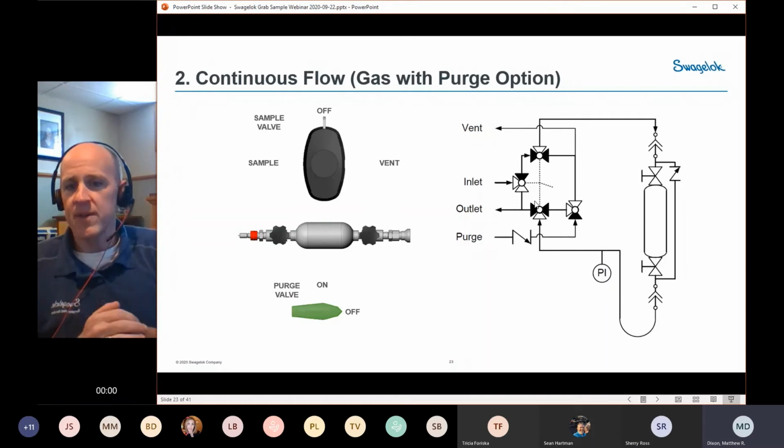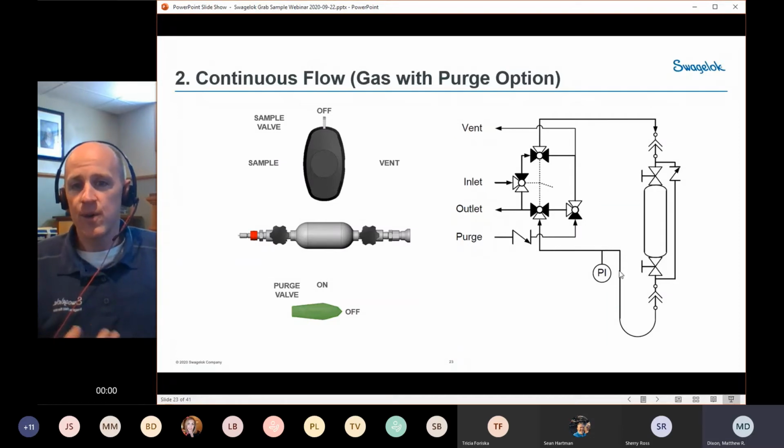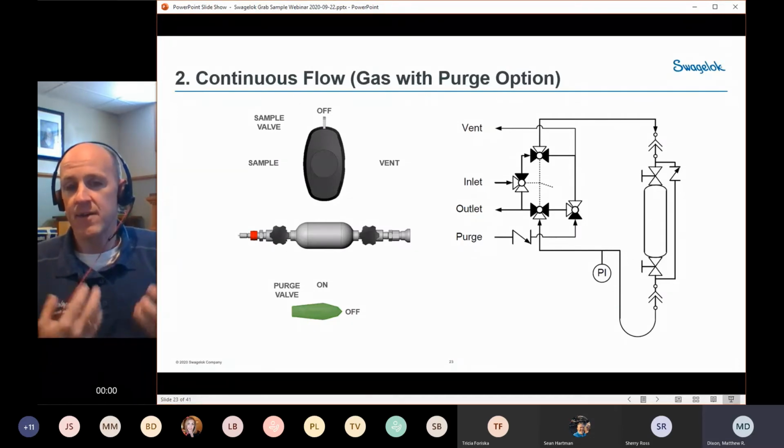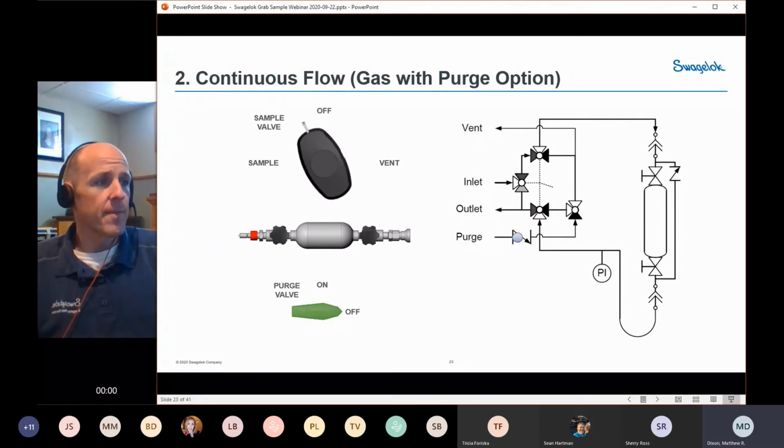This might be a good application if you had a fast loop where you don't want to stop the flow of the fast loop. So this could be a good option for that, or a few different applications as well. And here we've also introduced a purge. With this one, we'll be able to use that purge to remove all of the excess sample fluid from the panel after we're done. So let's see how this one works.